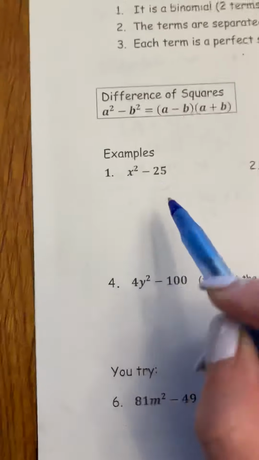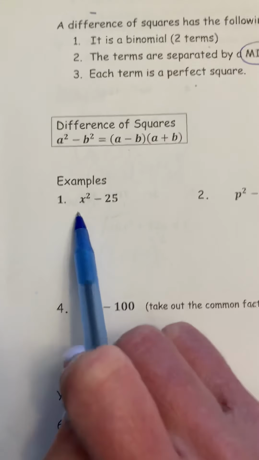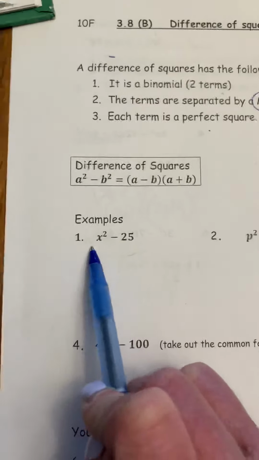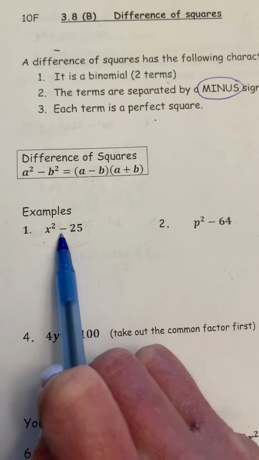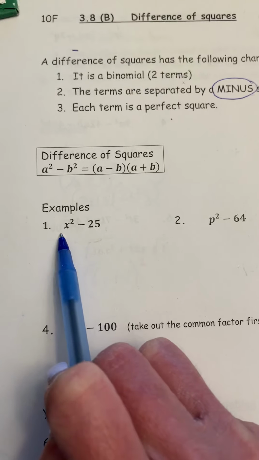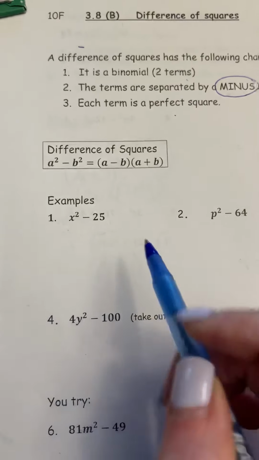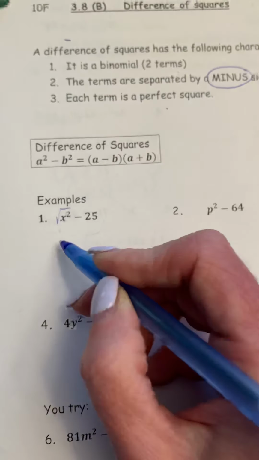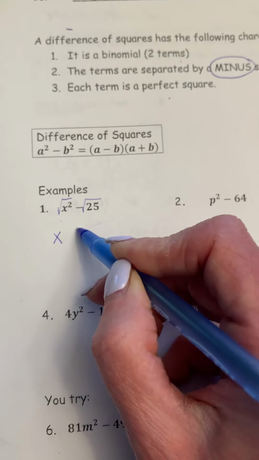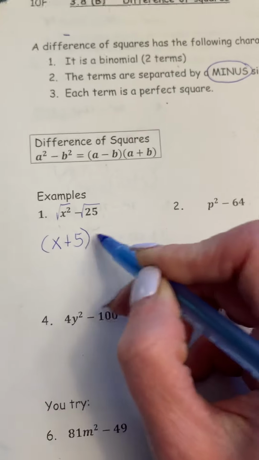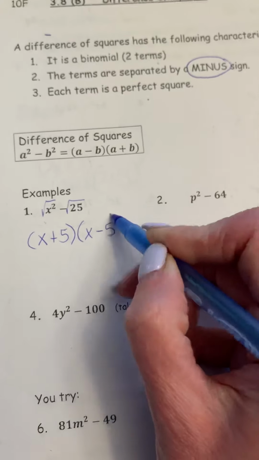Does this fit the characteristics of a difference of squares? It has two terms. Yes, it does. The terms are separated by a subtraction sign. Yes, they are. Is each term a perfect square? Yes. Okay, so this is how we do it. We find the square root of x squared, which is x. We find the square root of 25, which is 5. We make one a plus, and we make one a subtraction.